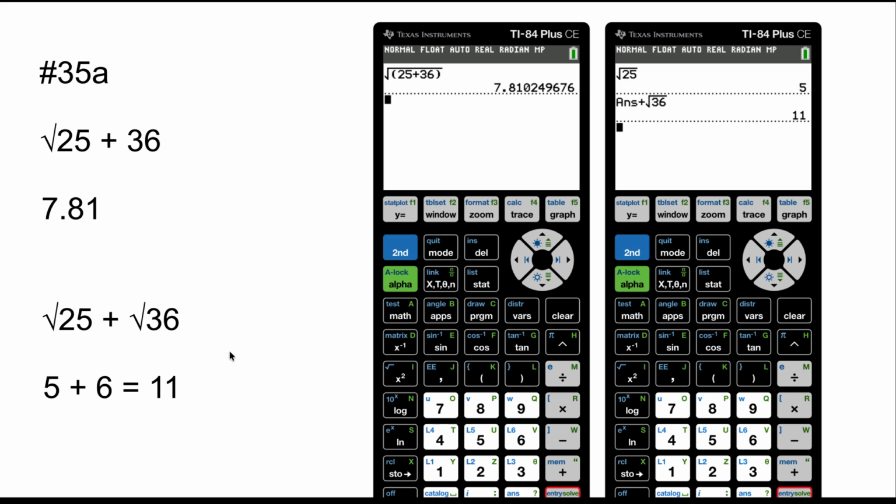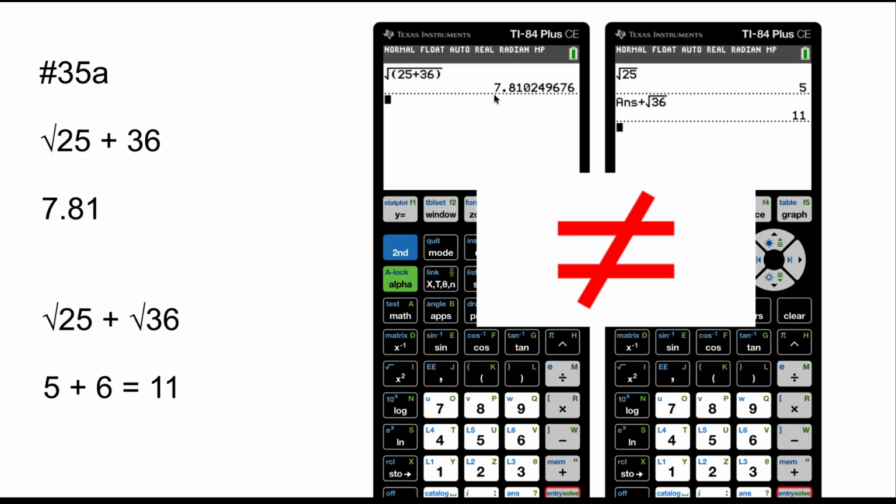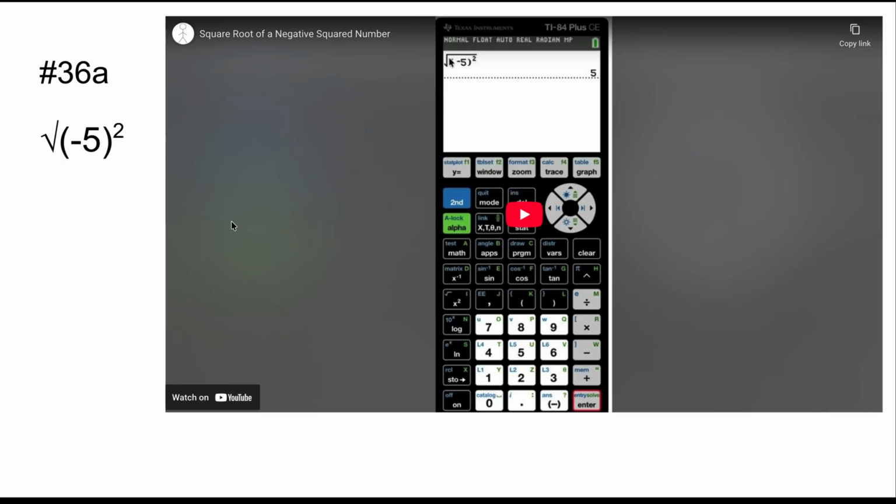So multiplying and dividing, you can do the square roots separate or together and get the same answer. Adding and subtracting, you cannot. So you need to remember the distinction between those two operations, or those 4 operations. But adding and subtracting, it will not equal the same thing separated. See how here it's together and here it's separated. Multiplying and dividing, you will get the same answer.